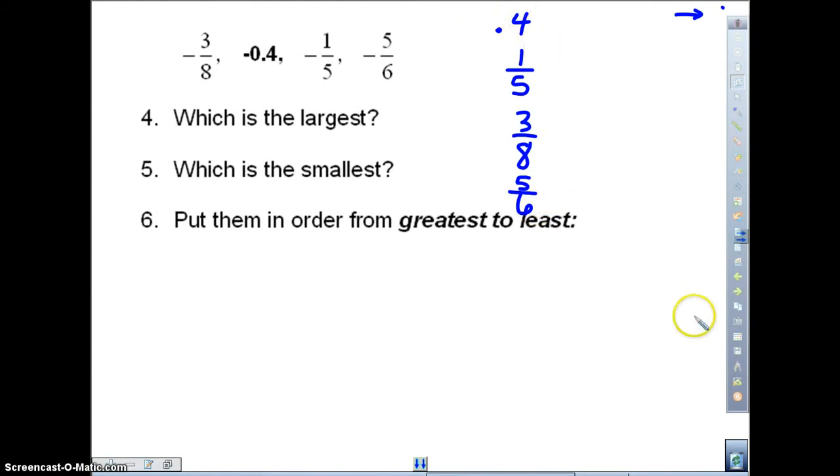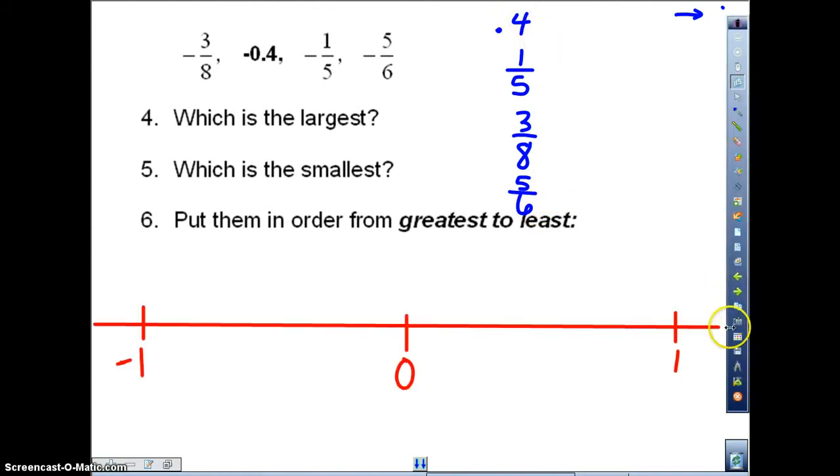Okay, well, I've got positive 0.4, so I need to make myself a number line. Pause the video, make yourself a number line.